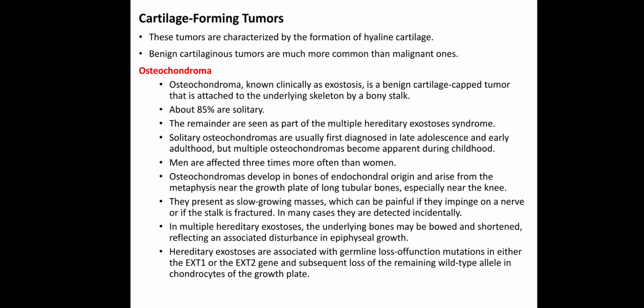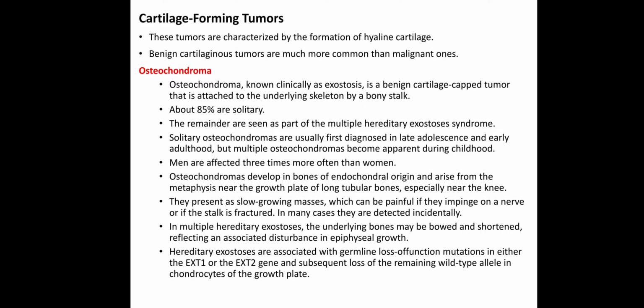that is attached to the underlying skeleton by a bony stalk. بالضبط يشبه الفطر، اكو bony stalk او ساق عمود، ساق عظمية تربط هذا التيومر بالunderlying bone، وعلى رأس التيومر يوجد a benign cartilage capped tumor. 85% يكون solitary. The remainder are part of multiple hereditary exostosis syndrome. عندنا فد exostosis syndrome اللي هو يجي genetic يعني inheritance، فهو part of this syndrome، ممكن يكون genetically.